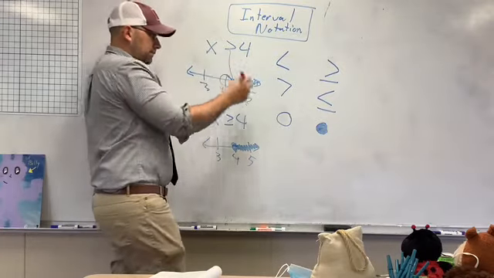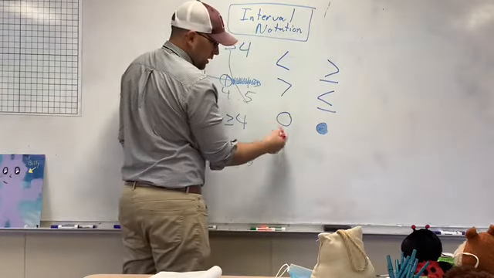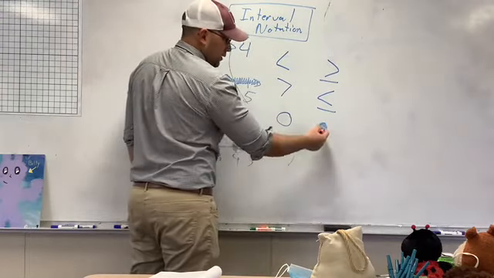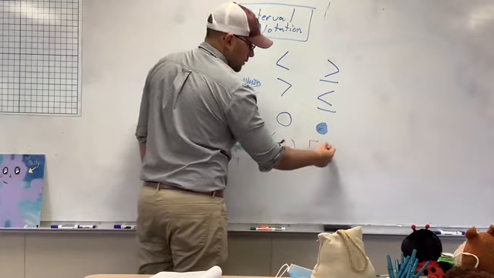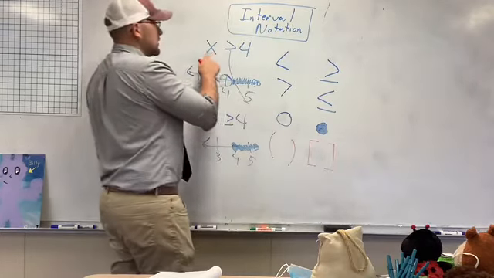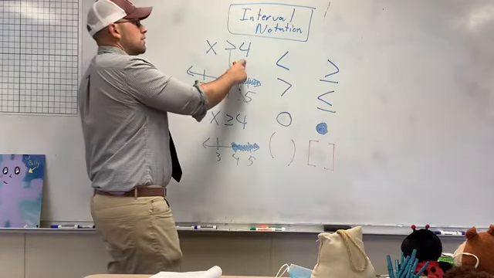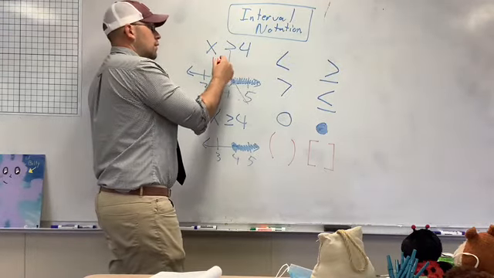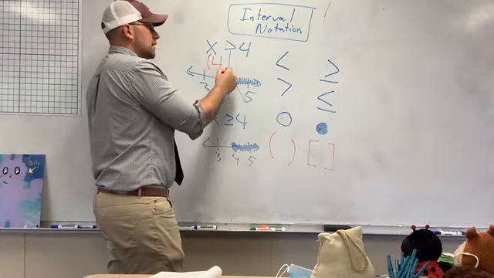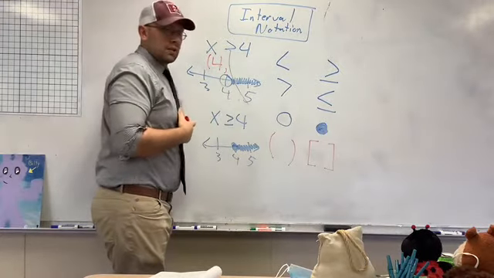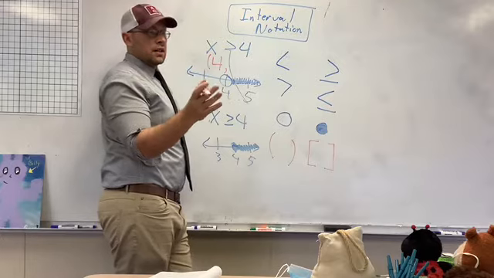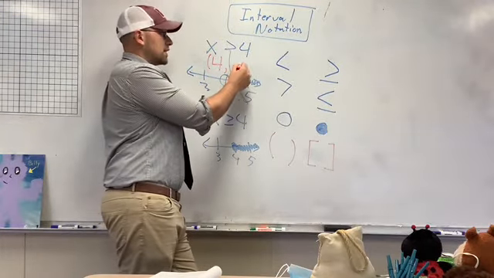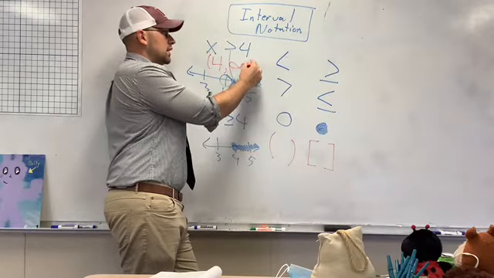So with an open dot, we use parentheses. With a closed dot, we use brackets. So instead of saying x is greater than 4, we say 4 parenthesis. Now, when you're going in the greater than direction forever and ever, you would say positive infinity.